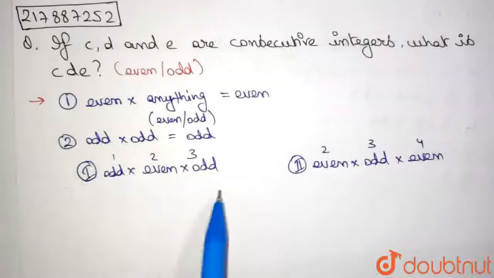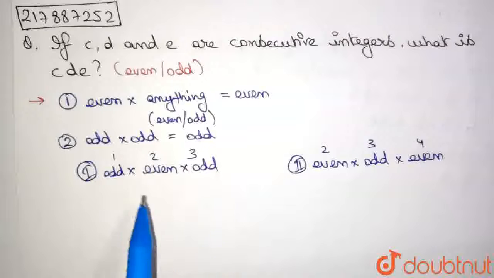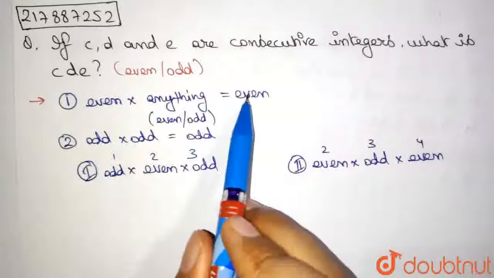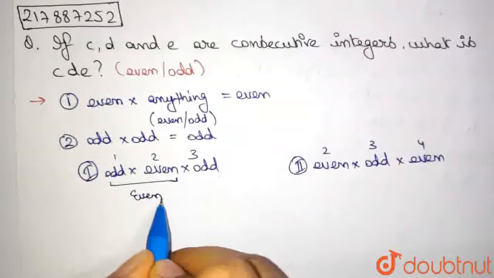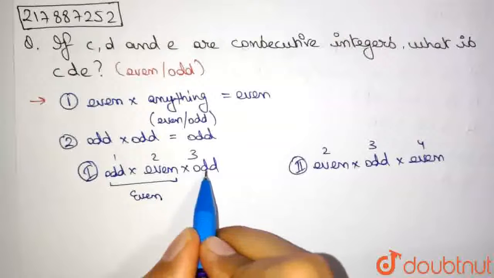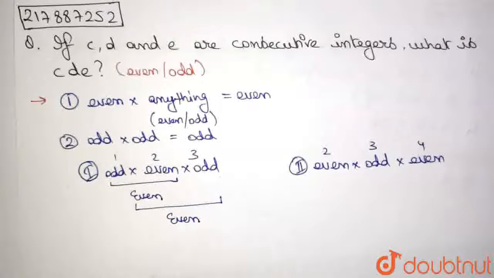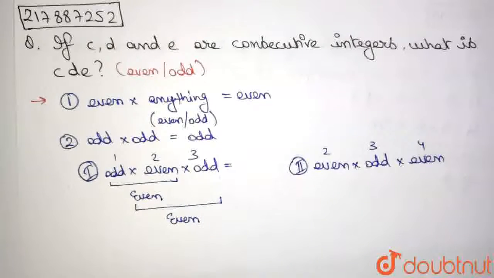Now when we are talking about the first category, where we have odd into even into odd, right? So if we multiply odd into even, even into anything is even. So odd into even is actually going to give us even. And then once again even into odd, right? So even into odd again gives us even. So our final answer which remains is even. So this is equals to even.